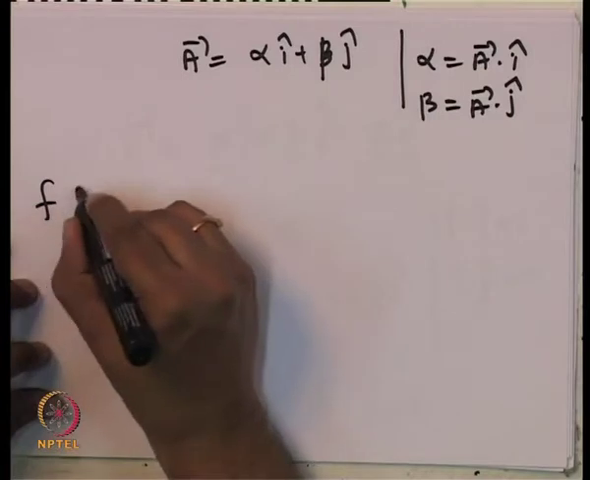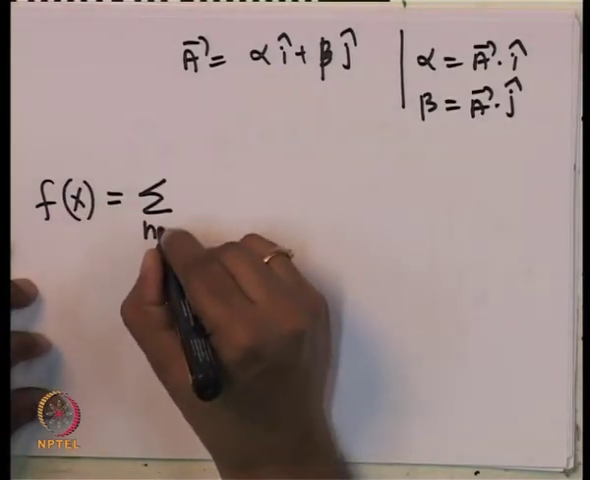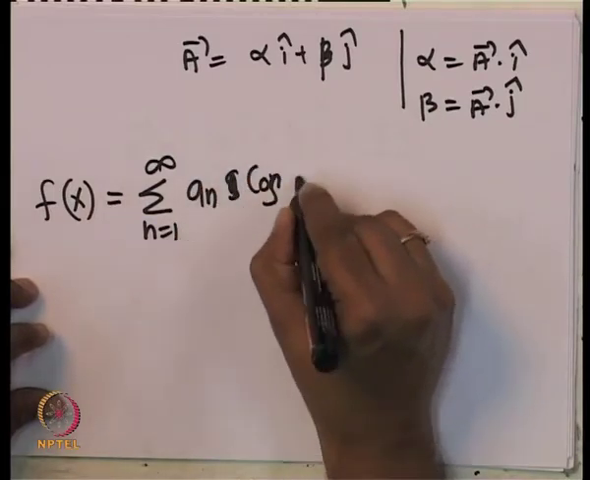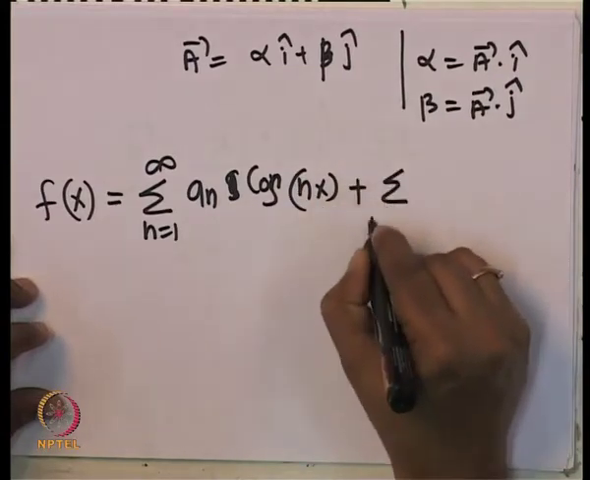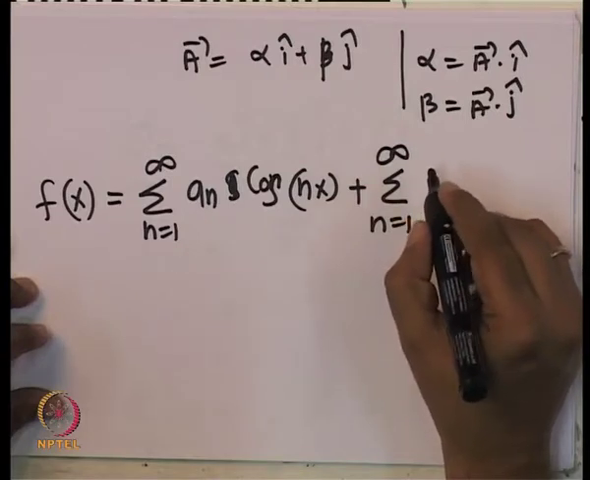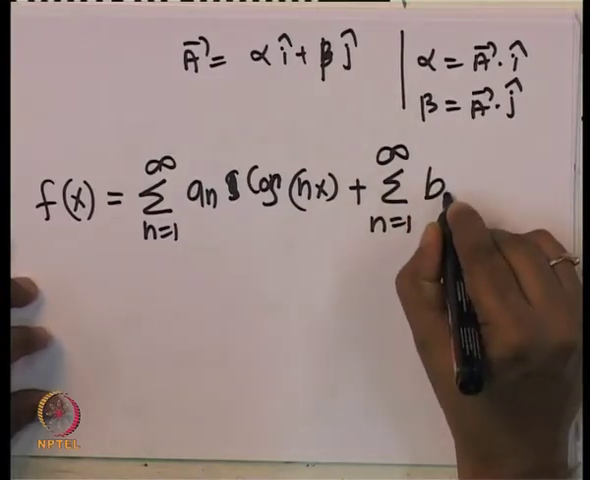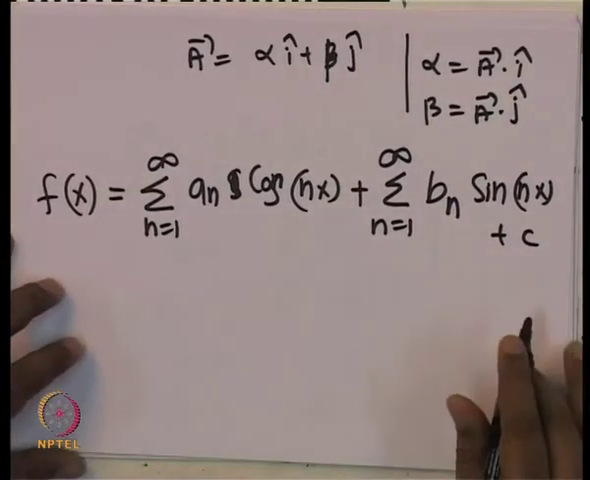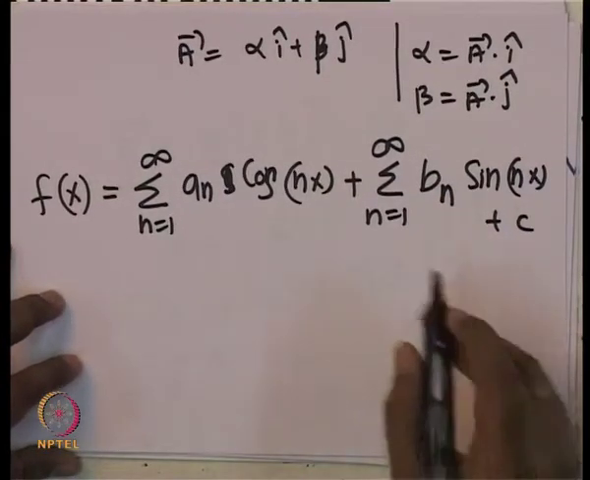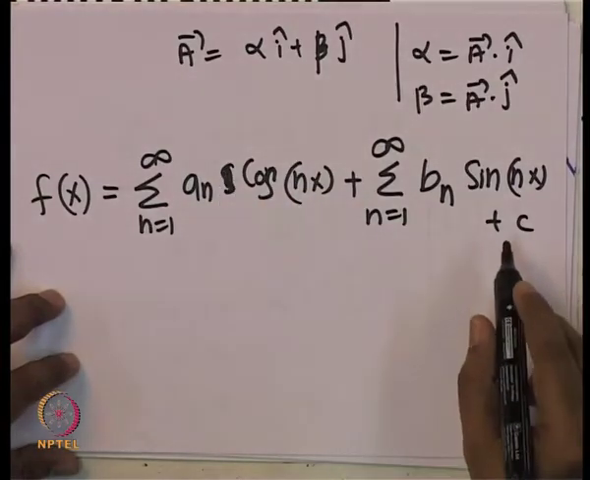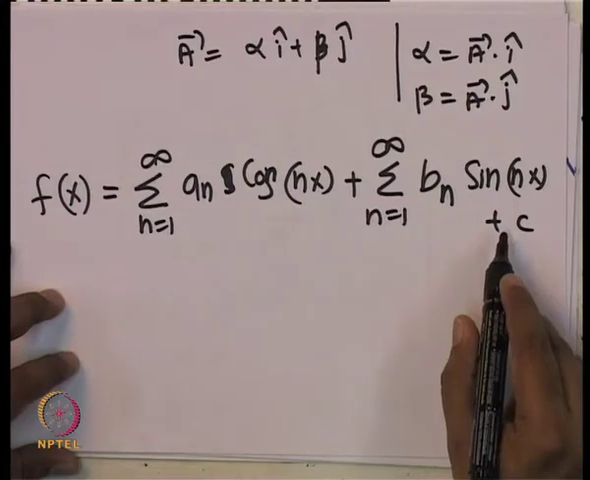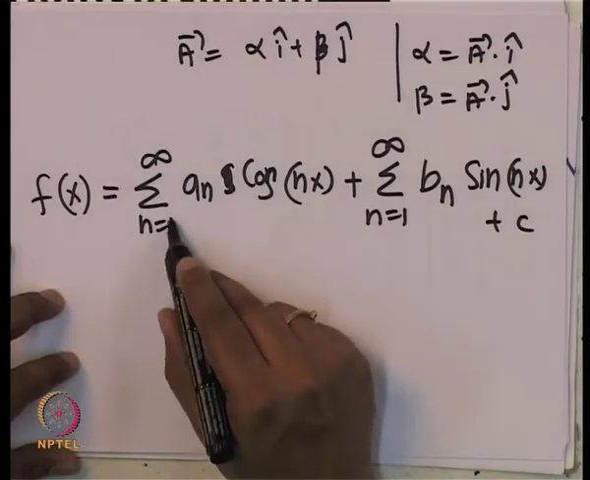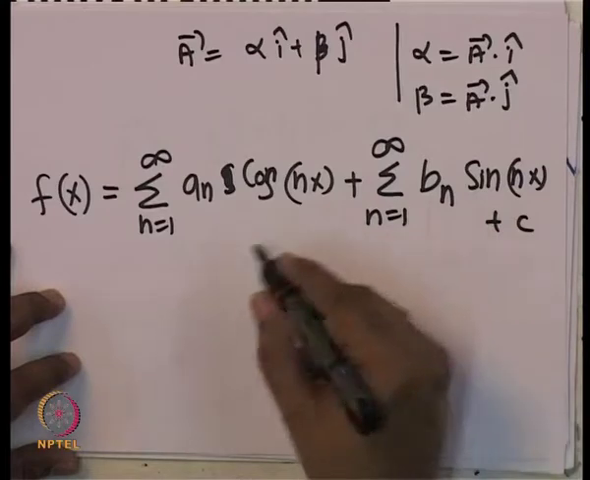So, similarly, we can write f of x as the sum over n equal to 1 to infinity of a n cos n x, plus the sum over n equal to 1 to infinity of b n sin n x, plus some constant c. In fact, if you wish, this c can be written here itself, from 0 to infinity. So it will be a 0 here, but it does not matter. Let me write it like this.